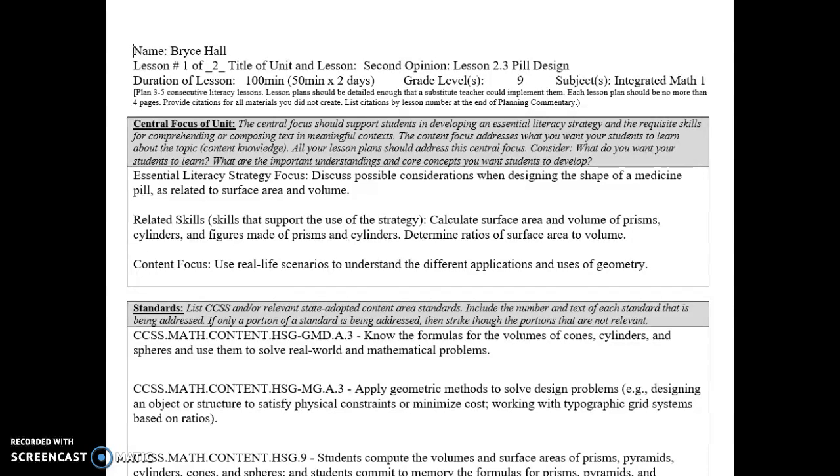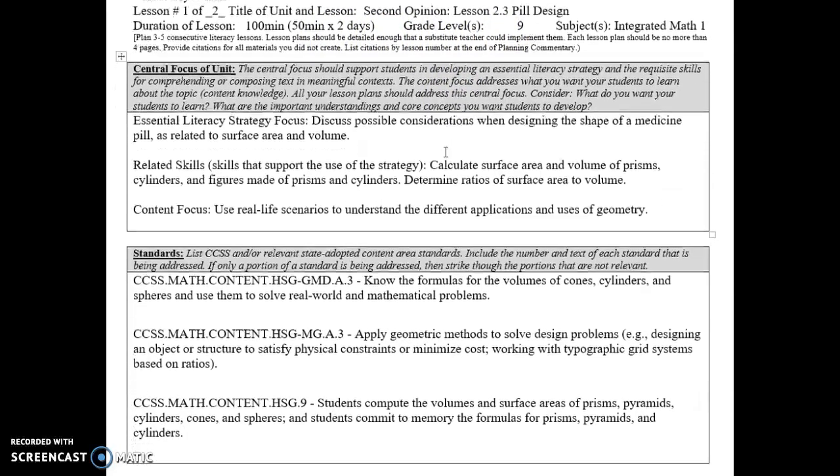So the way I made this lesson was from the Second Opinion Linked Learning document. It was originally a 100-minute lesson, as you can see right here. So I broke this lesson up into 2 days of two 50-minute lessons. It covers grade level 9, and here we go.